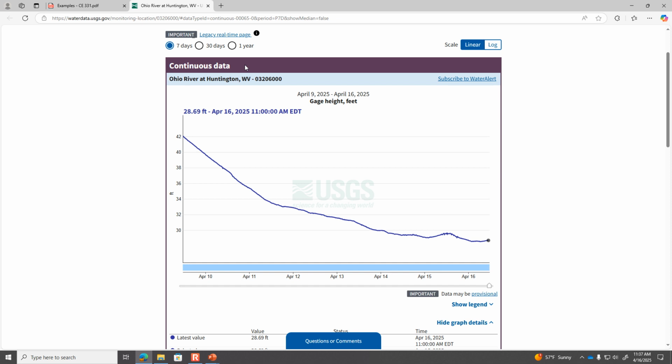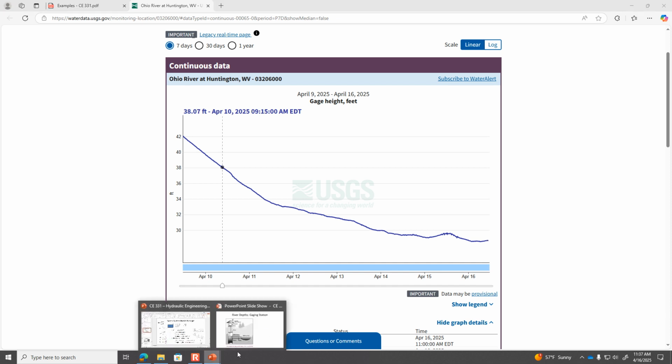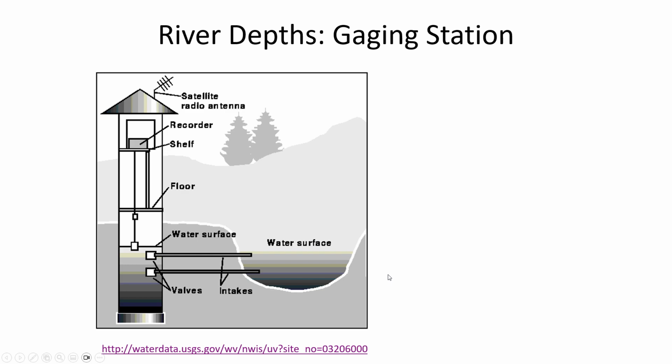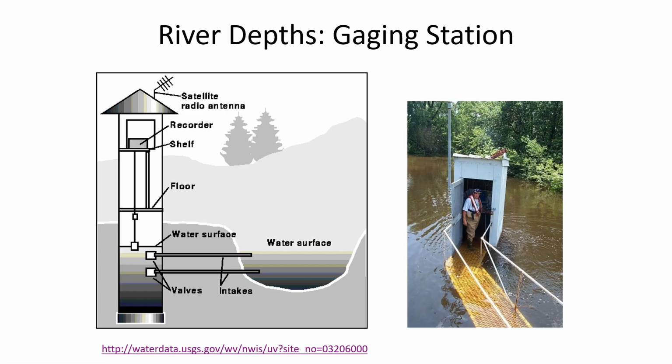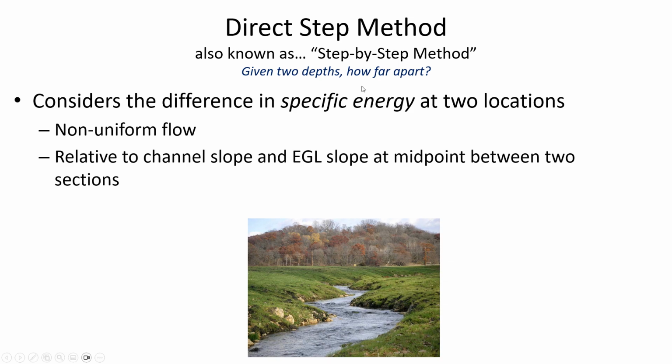There's no gauge at Lesage. So we need a tool that would allow us to extrapolate from where the depth is measured to some distance upstream or downstream. So the direct step method allows us to do that. This is a technique where we can look at things like the critical depth, the normal depth, and go upstream step by step and find out how far apart is it to go from a depth that you know upstream to some other depth.